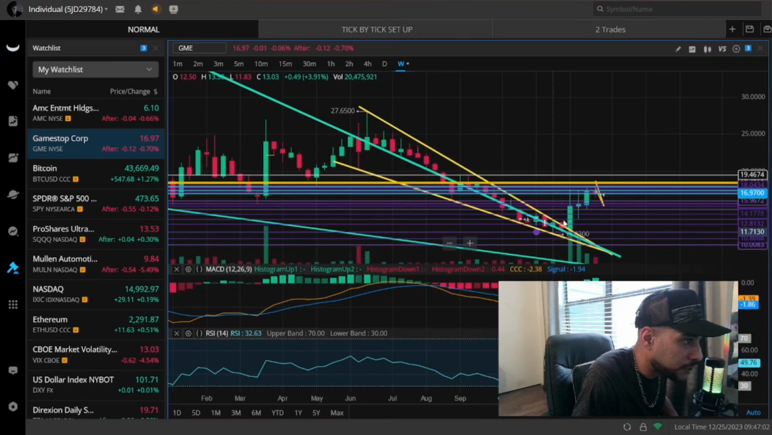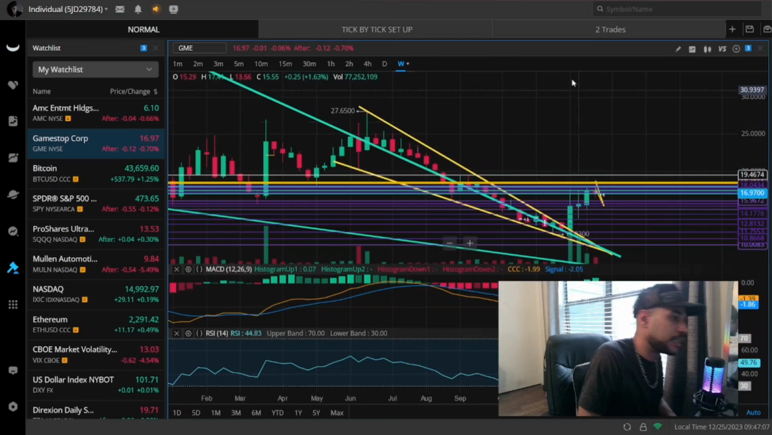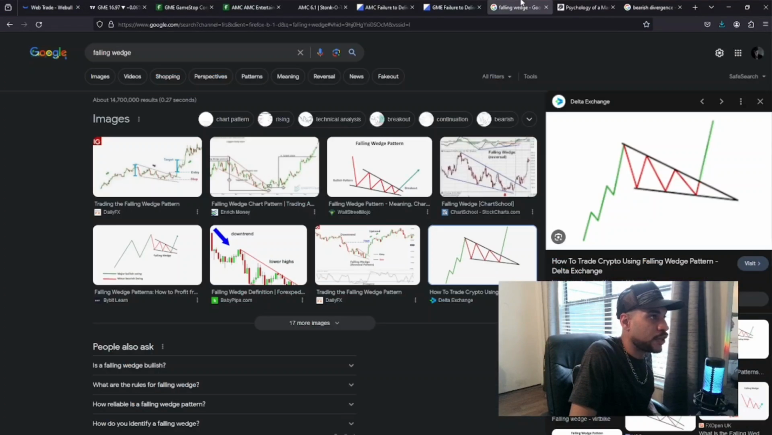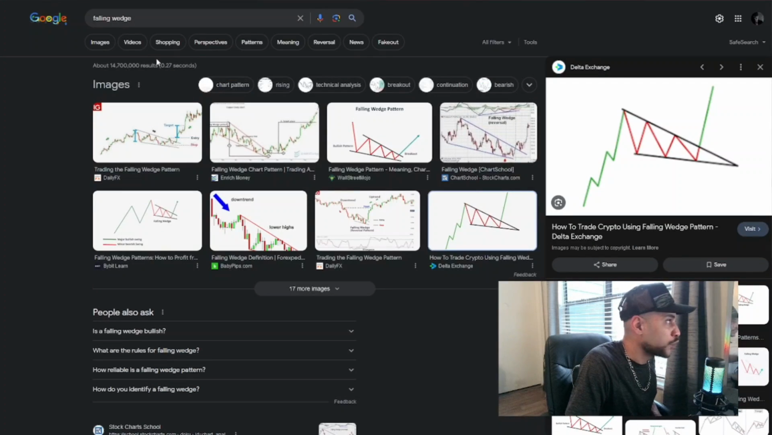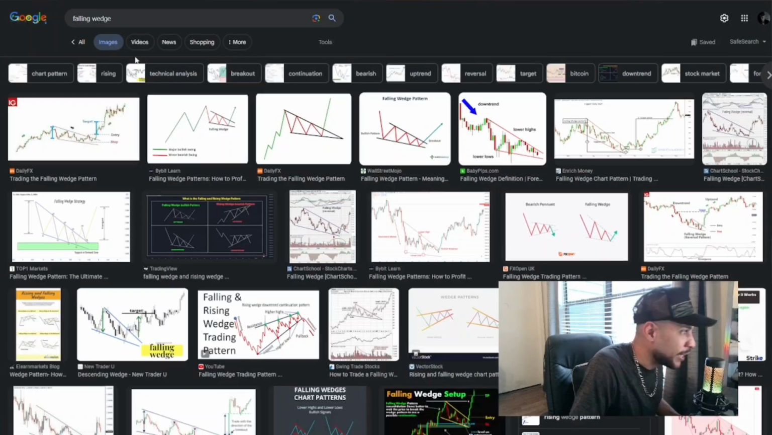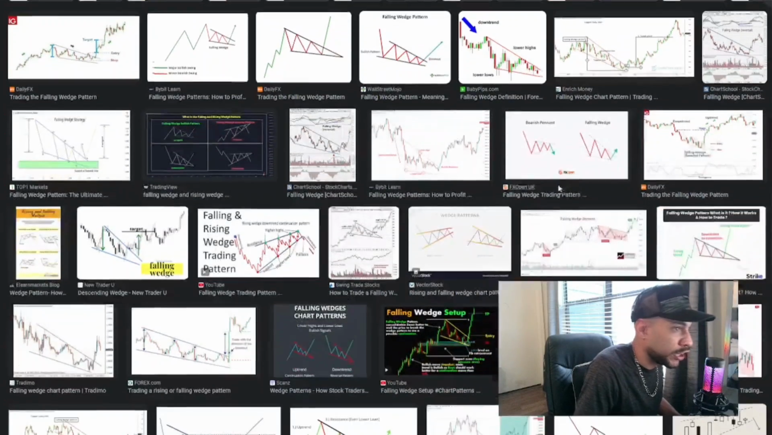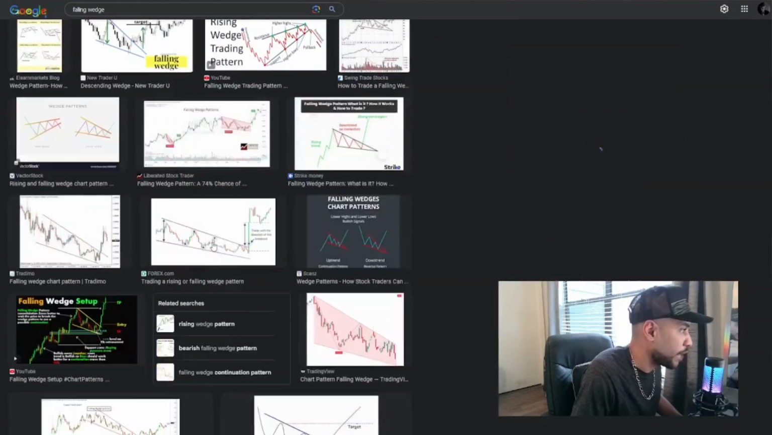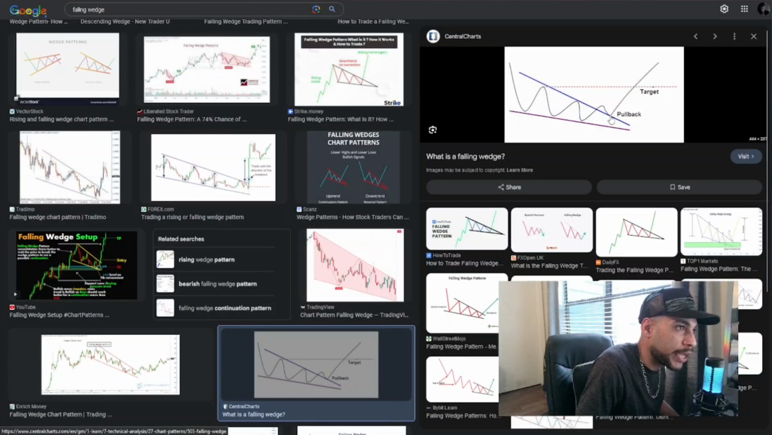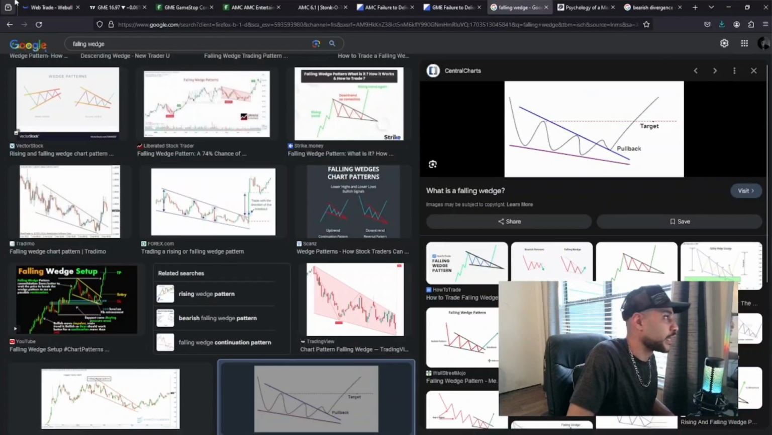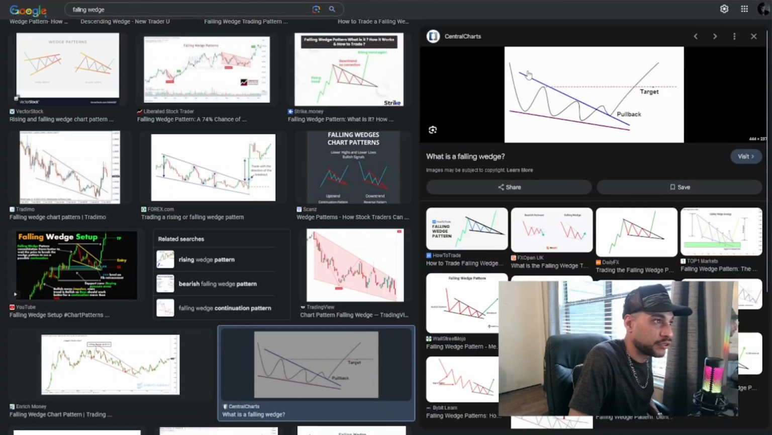It broke out. It came back down, retested it, and then sprang to the upside. That is literally what you want to see for an actual falling wedge to be confirmed. I talk about it all the time right here. You see that pullback, and then you get your price target. So you break out, you test that sloping line from its resistance, and then you test it as support.